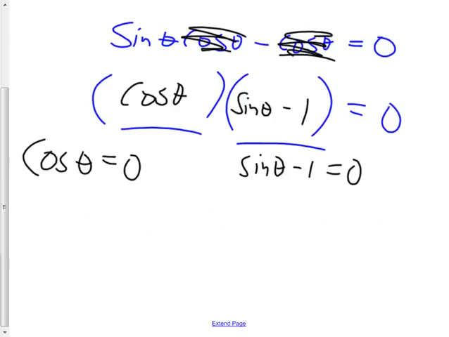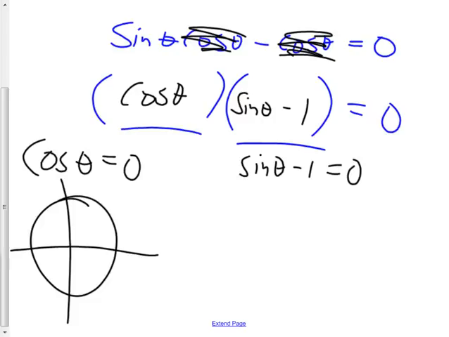This one, cosine 0. Where is cosine 0? It's wherever x is 0, because remember, cosine is x. So if you're thinking, okay, I want to draw a triangle, you can't draw a triangle because you don't have two sides. You have a 0. You can't have a side of 0, so it can't be a triangle. So it's either got to be here, or here, or here, or here. And I happen to know those. That's at (1, 0), (0, 1), (-1, 0), and (0, -1).